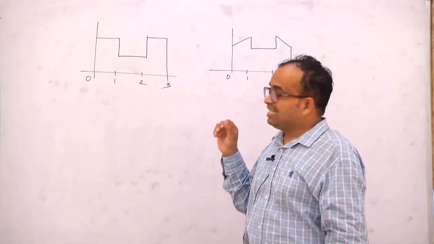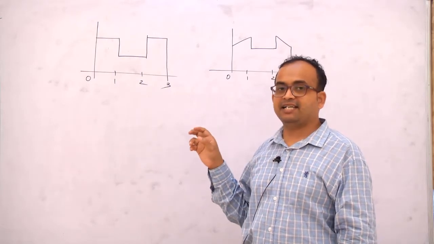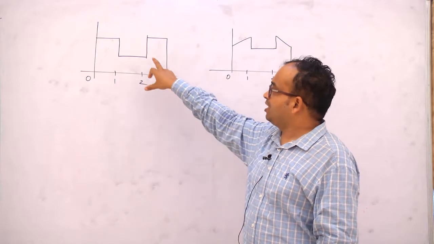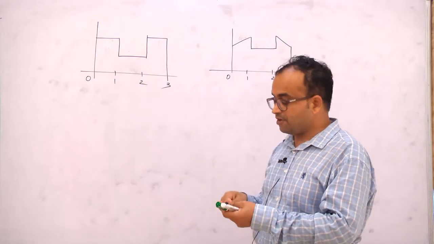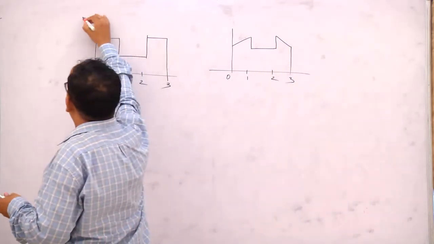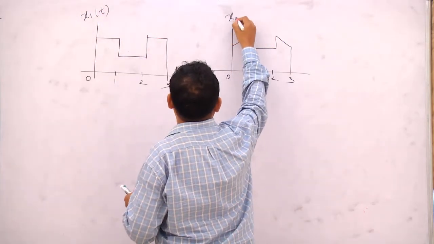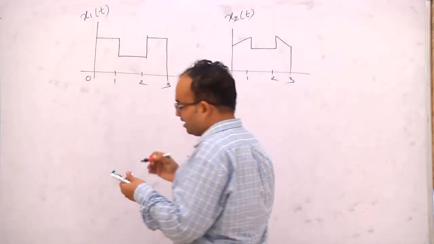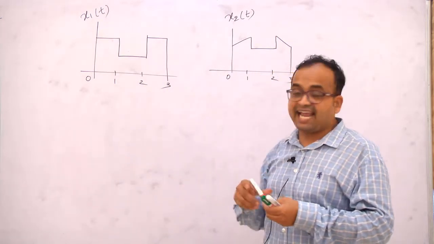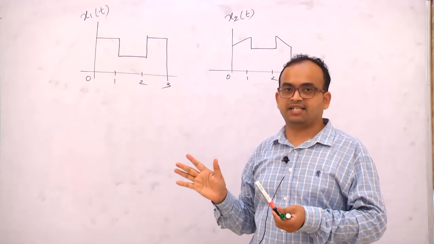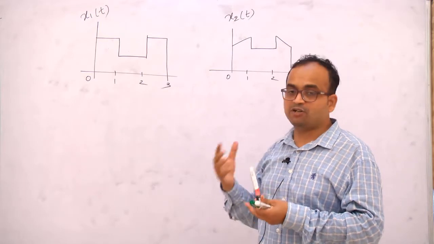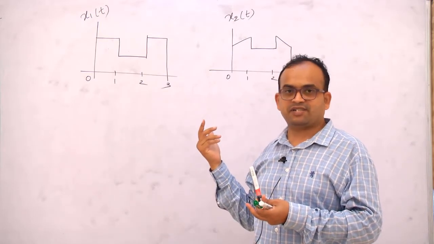So in the next example, I have taken two signals like this. See here, I have drawn a signal. This is x1 of t. This is x2 of t. So now what happens? I have to first add the two signals and subtract the two signals, so that you can complete these addition and subtraction operations.